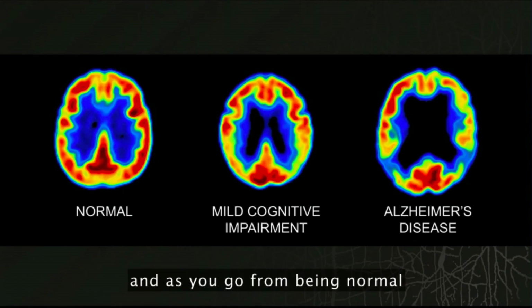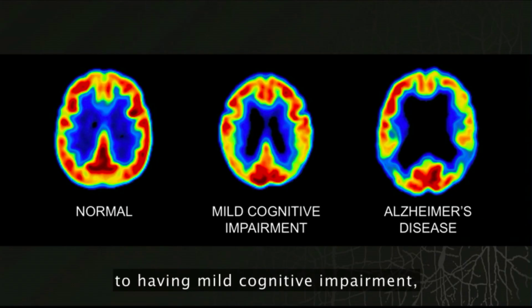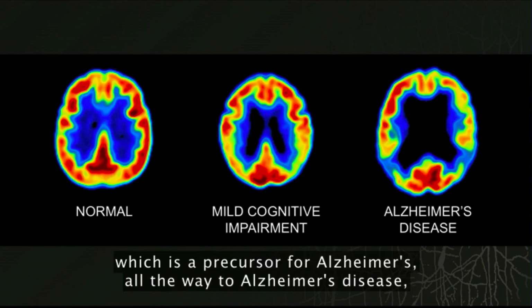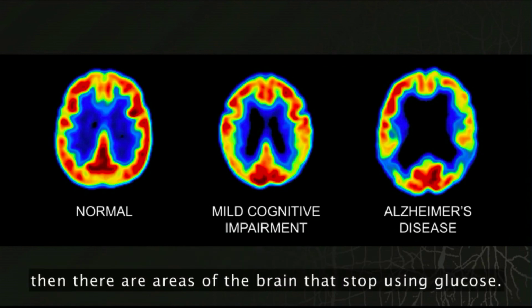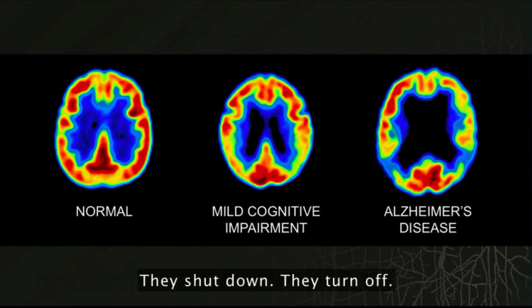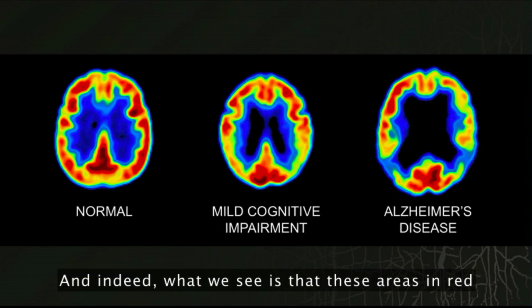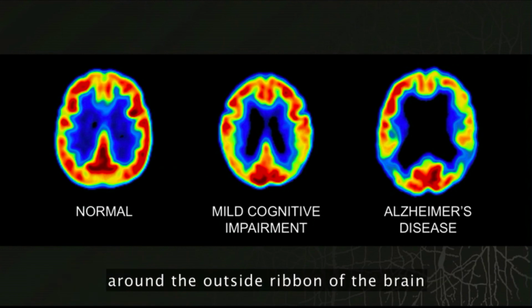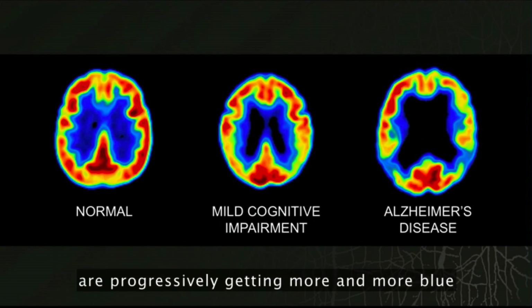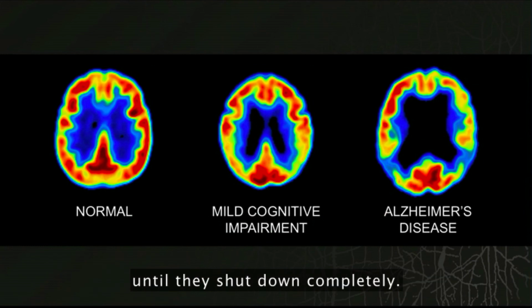And as you go from being normal to having mild cognitive impairment, which is a precursor for Alzheimer's, all the way to Alzheimer's disease, then there are areas of the brain that stop using glucose. They shut down, they turn off. And indeed, what we see is that these areas in red around the outside ribbon of the brain are progressively getting more and more blue until they shut down completely.